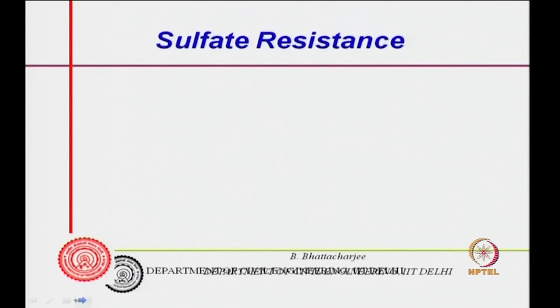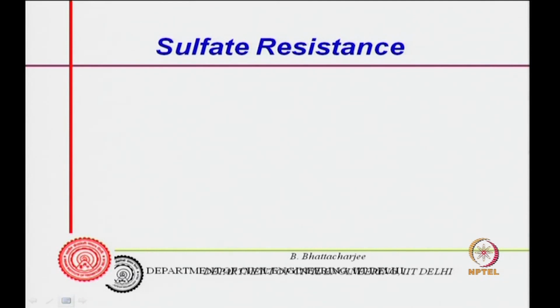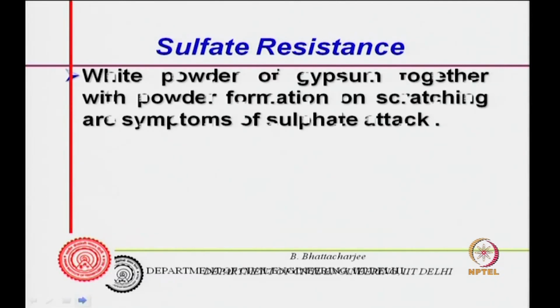A lot of research goes on in sulphate attack. It generally comes from groundwater contaminated with sulphate, and foundations could be affected by sulphate attack. White powder of gypsum, together with powder formation on scratching, are symptoms of sulphate attack. So, you will see white powder, and if you scratch the concrete surface, you will find that material is coming out. On scratching, material will simply be lost from the surface, because the expansion has weakened the concrete, and sometime later it will come out on its own. So, that is the symptom of sulphate attack.